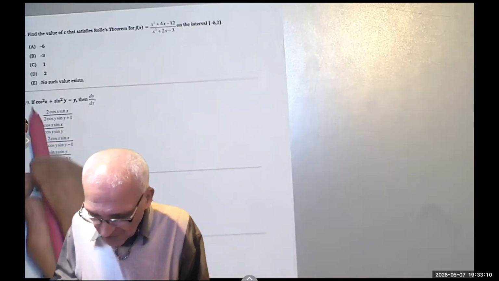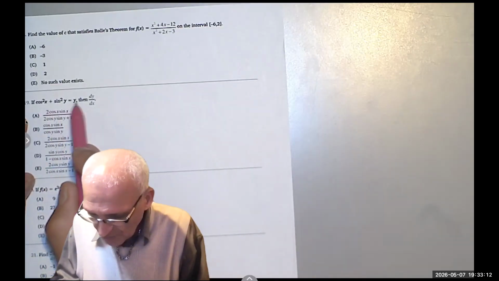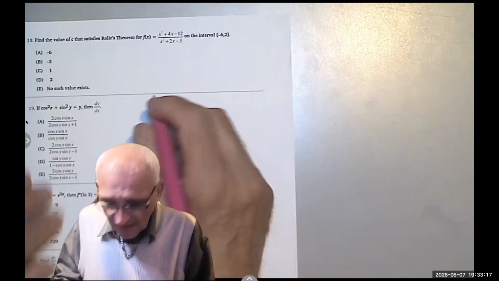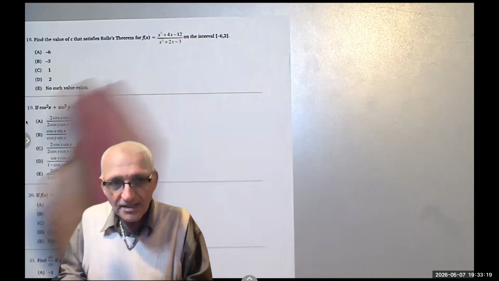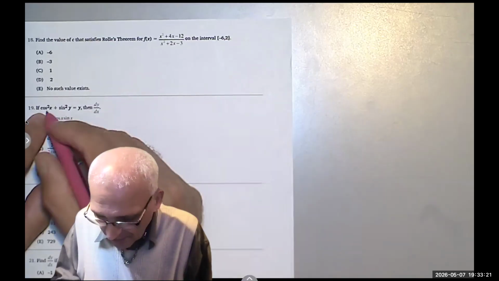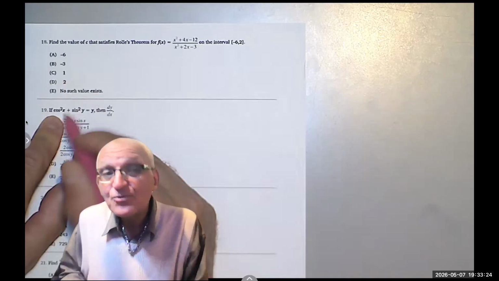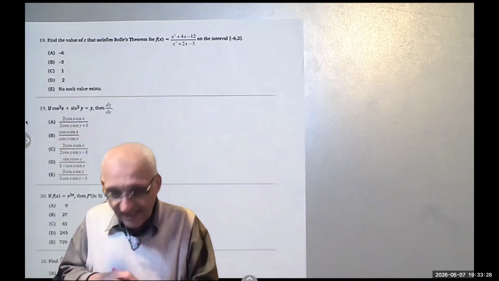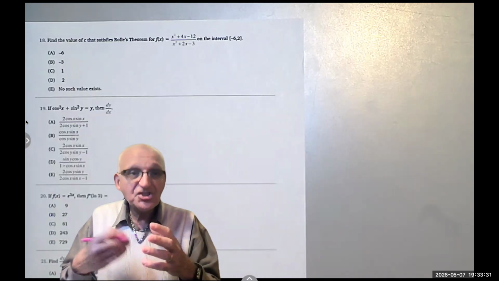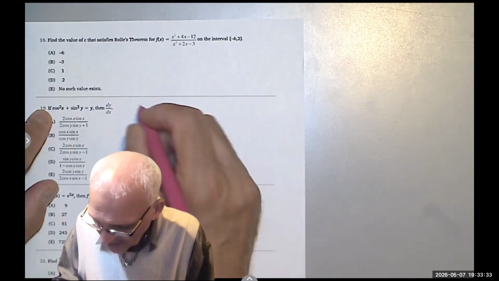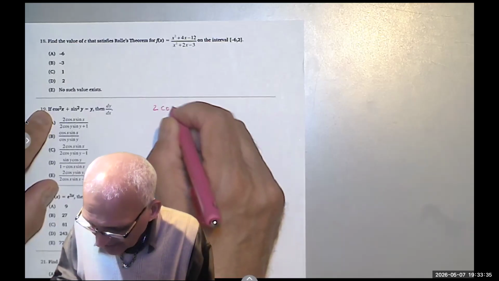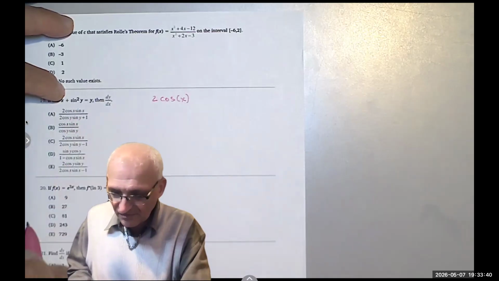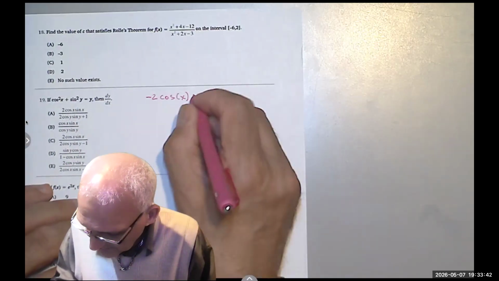So if cosine squared x plus sine squared y equals y, then what is dy/dx? Again, it's not implicit, but I have y's in multiple places. So I will take the derivative of cosine squared x with respect to x. Notice that, again, this is chain rule. You have something squared, it becomes 2 times that thing, right? And then you step inside, you see cosine, and the derivative of cosine is negative sine. So you say negative sine x.